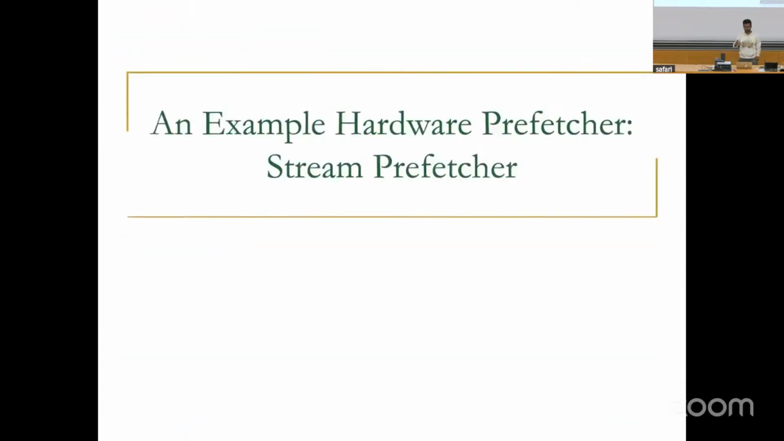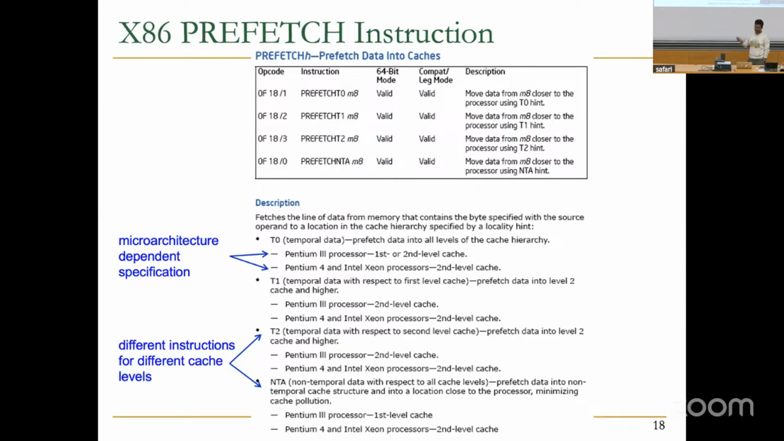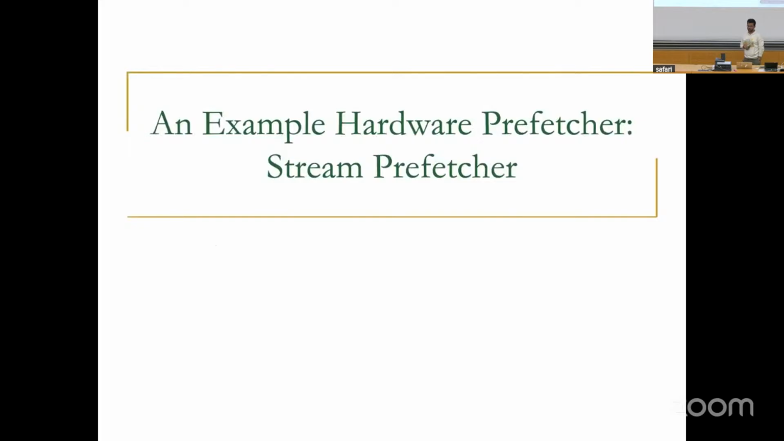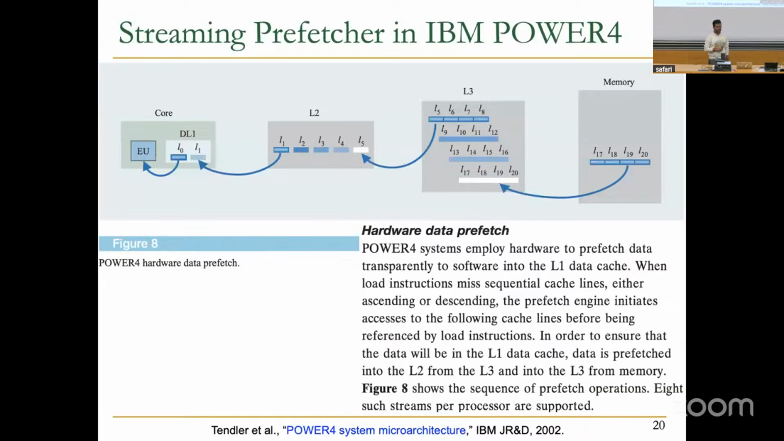I'm not going to go into too much detail on software prefetching. There are other pointers in this lecture, so you can just go through it. And then let me quickly go through some example hardware prefetching, right? A very primitive form of hardware prefetching can be called stream prefetching. So what does stream prefetching do? This is coming from IBM's Power 4 processor.